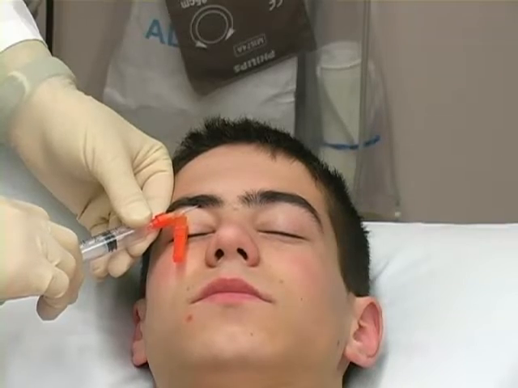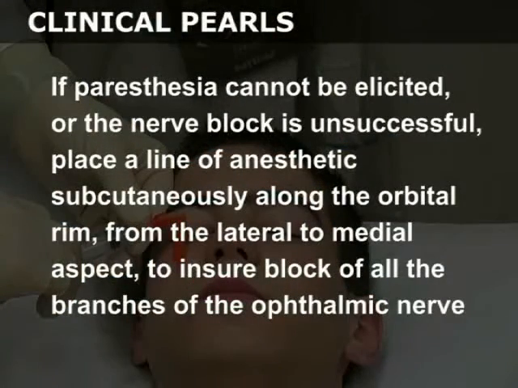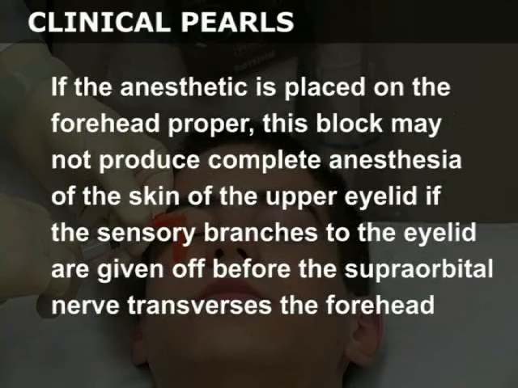of anesthetic. If paresthesia cannot be elicited, or the nerve block is unsuccessful, place a line of anesthetic subcutaneously along the orbital rim from the lateral to the medial aspect to ensure a block of all the branches of the ophthalmic nerve. If the anesthetic is placed on the forehead proper, this block may not produce complete anesthesia of the skin of the upper eyelid if the sensory branches to the eyelid are given off before the supraorbital nerve transverses the forehead.